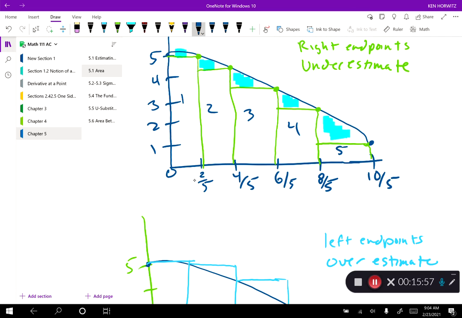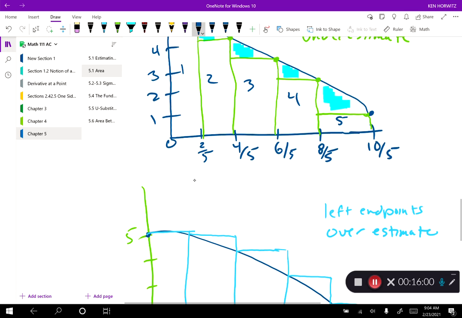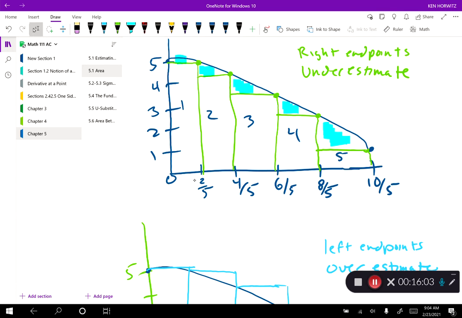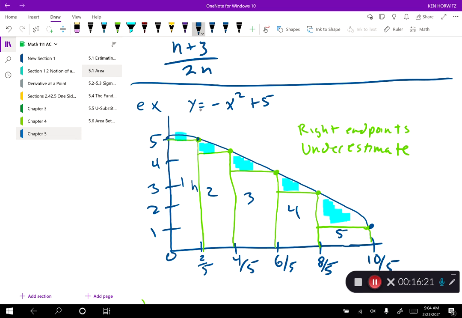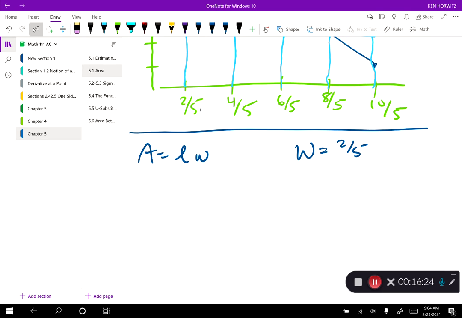So 2/5. Now for my right endpoints, I now need to know my height. And my height is here, or my length is here, depending on whatever you want to call it. So how do I get this point on my curve? Well, I take 2/5 and I plug it in to my function to get the y value. So it's 2/5 times f of 2/5.